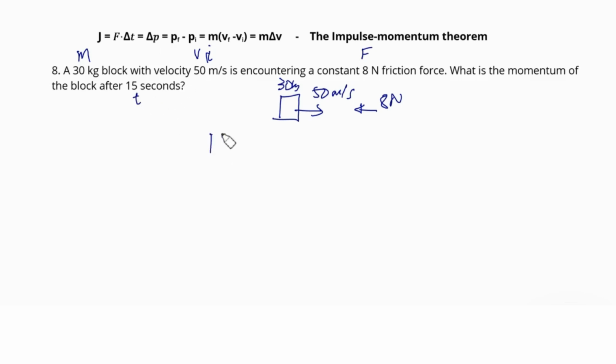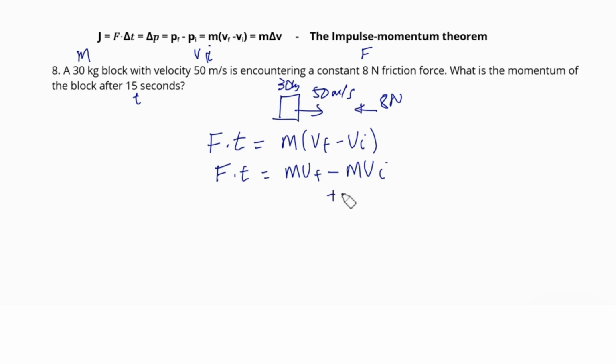So I should be grabbing on to force times time equals m(Vf minus Vi). And since I'm looking for final momentum, which is all of this quantity, I'm going to multiply it out. And then I'm going to add mVi to both sides. And so I get force times time plus mVi is equal to mVf. And this is exactly what I'm looking for, my final momentum.